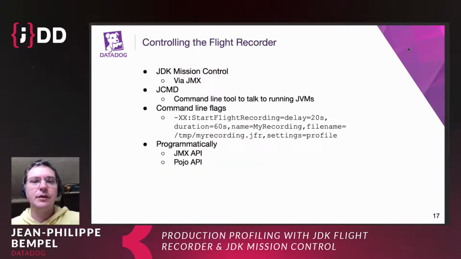You can control Flight Recorder by different means: through JMC via a JMX connection, local or remote; locally with the command line and jcmd; through JVM command line flags; and programmatically with either the JMX API or the Java API.